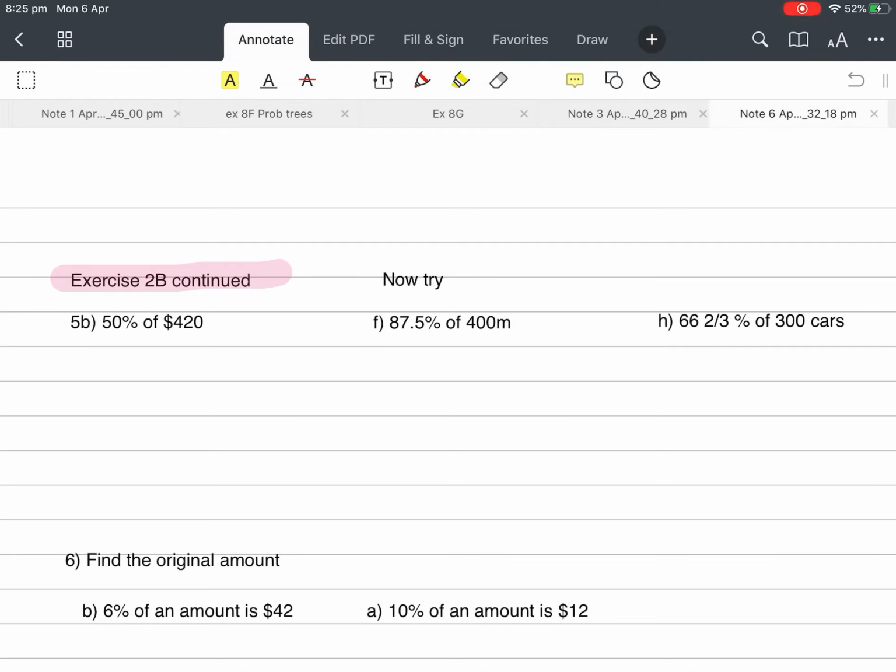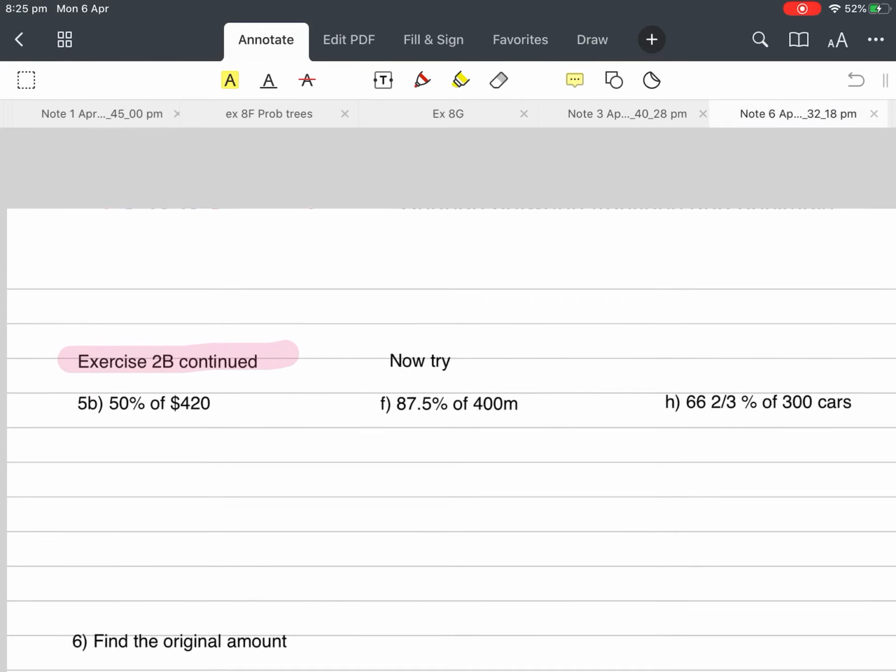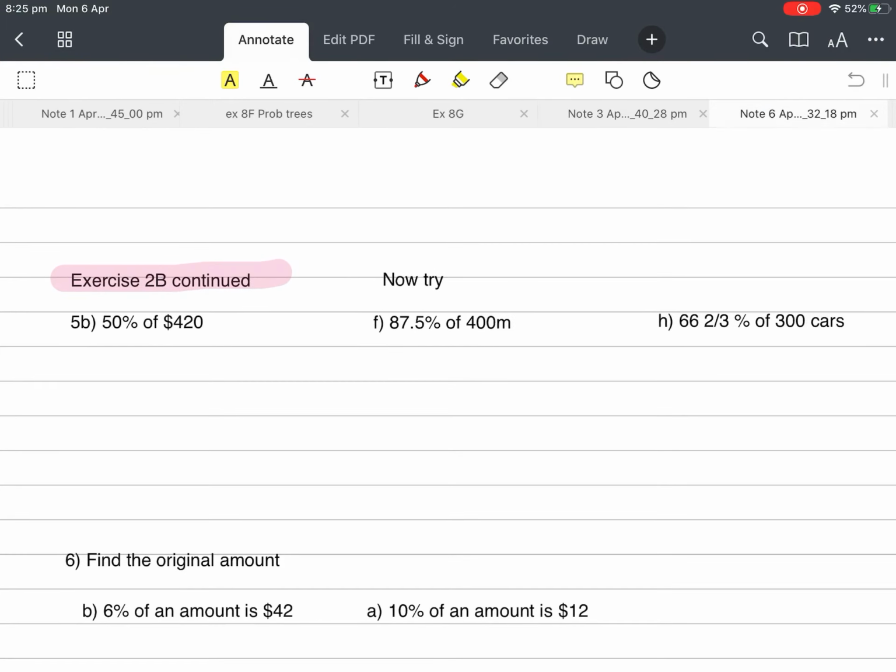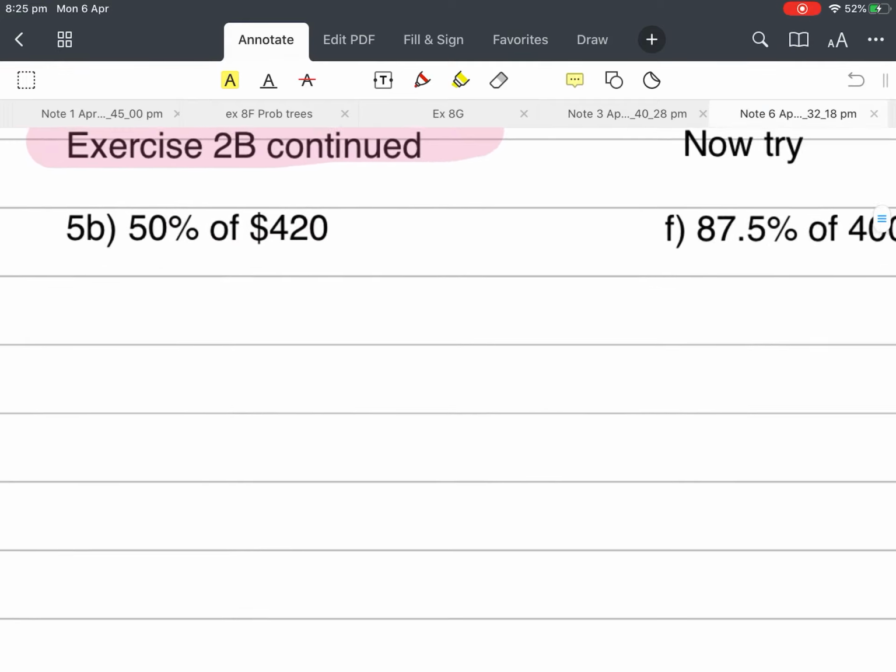Okay, boys and girls, here we are with exercise 2b. Let's see how we go with this one. We've started it. Question 5 this time, a little bit harder. This time I'm finding 50% of $420.